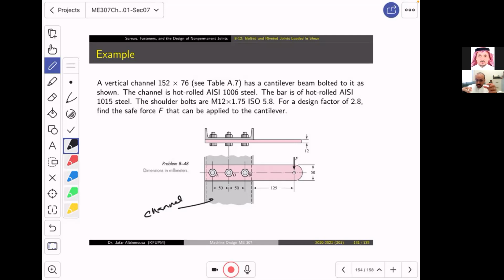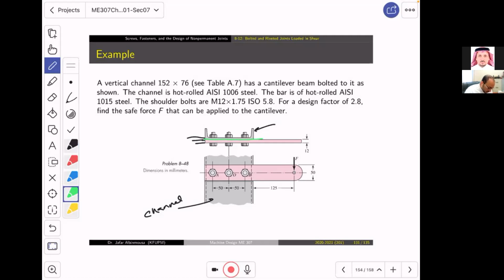It is given to us with dimensions like 152 by 76. Maybe you remember this from civil engineering, but we can go to table A7, and when we look at 152 by 76, we will be able to know the specification. Why? Because, as usual, what matters is, for example, the thickness of this gray one. If I know the thickness of the pink one, can I know whether this line, the shearing line, is located at the thread or not? This is our fear.